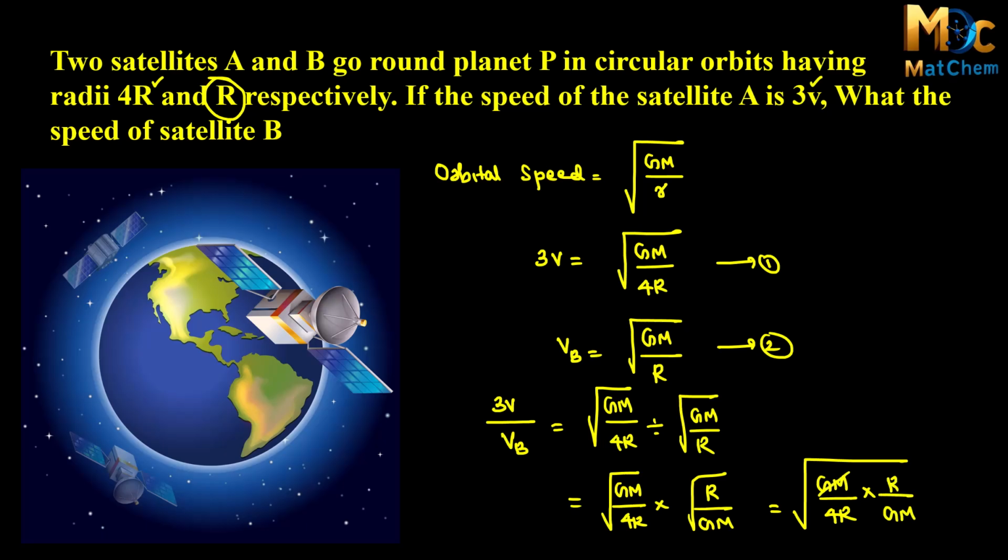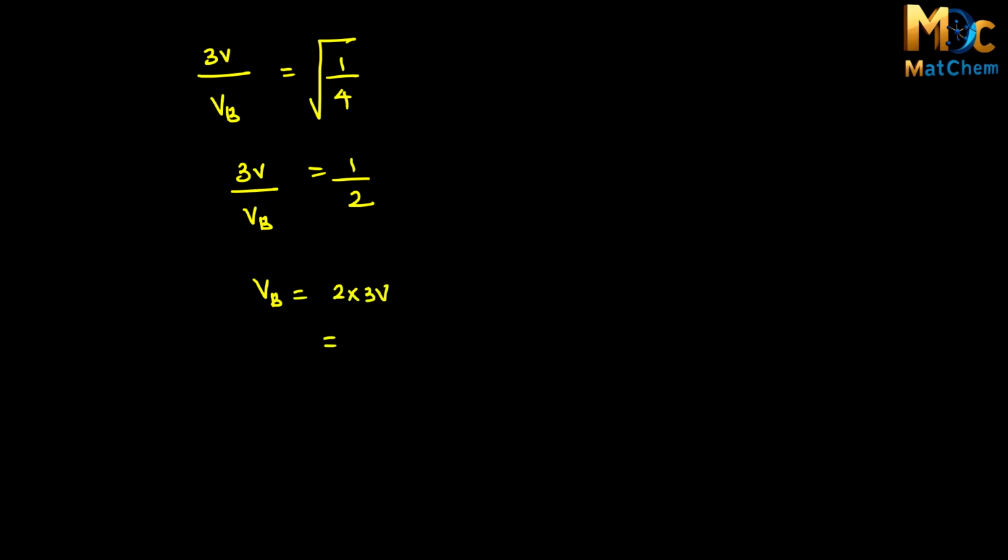GM and GM will cancel, r and r will cancel. So what will you get? We get 3v divided by vB equal to the square root of 1 upon 4, that is nothing but 1 by 2. So 1 by 2 is equal to 3v upon vB. That means vB is equal to 2 into 3v, which becomes equal to 6v.